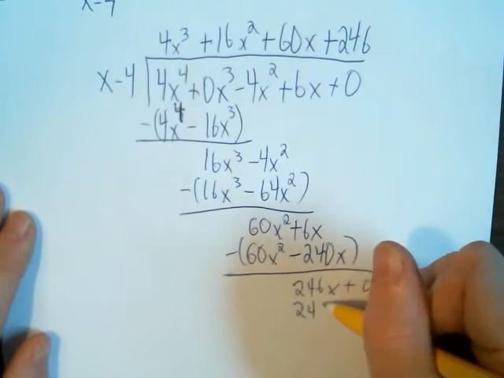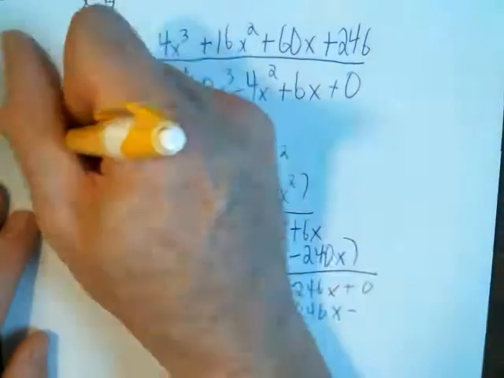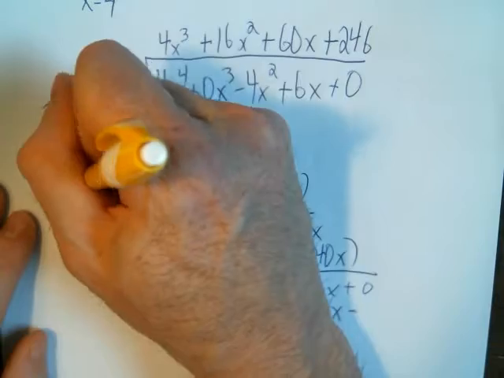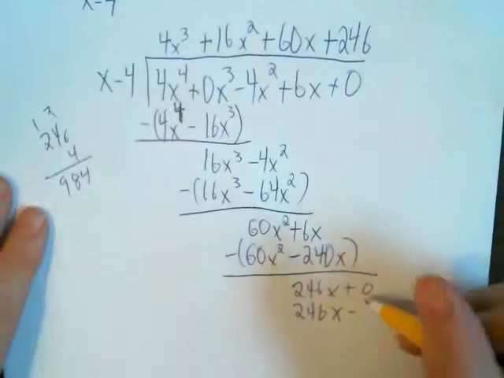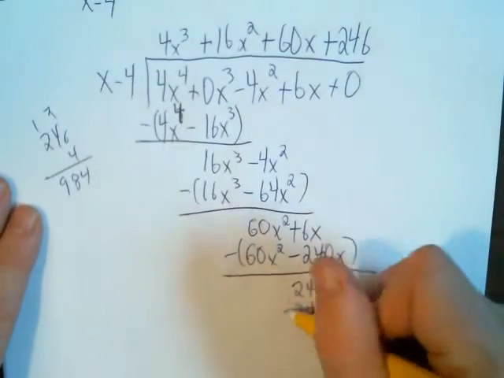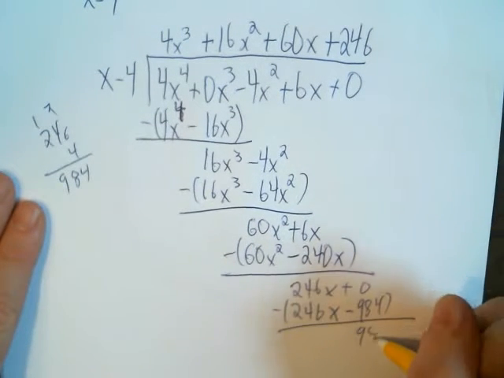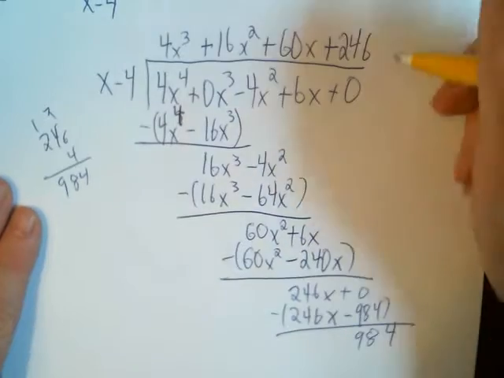So you get 246x minus 246 times 4. 2, 16, 17, 18, 8, 9, 84. So 984, and we're subtracting that. So you have negative, negative, gives me a positive 984 at the end.